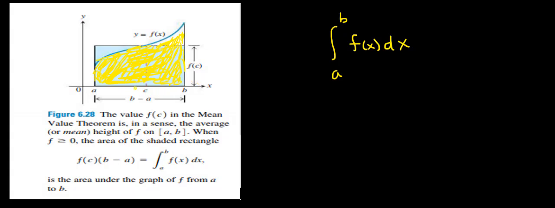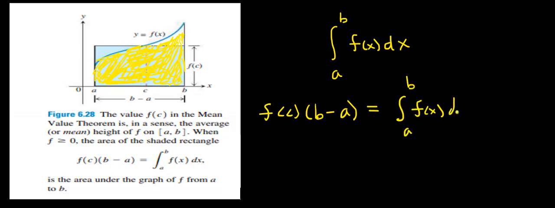Now suppose there's a rectangle from a to b where f of c is the height of the rectangle. So f of c, the height of the rectangle, times b minus a, which represents the width or length of the rectangle, equals the integral of f of x from a to b. The value f of c is going to be the average value or the mean value.